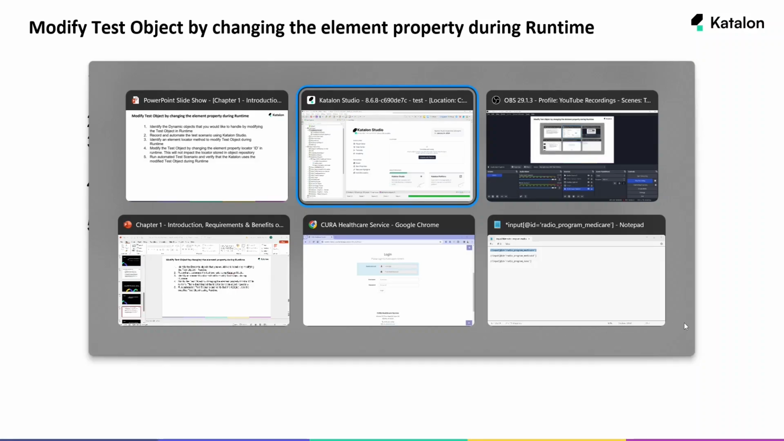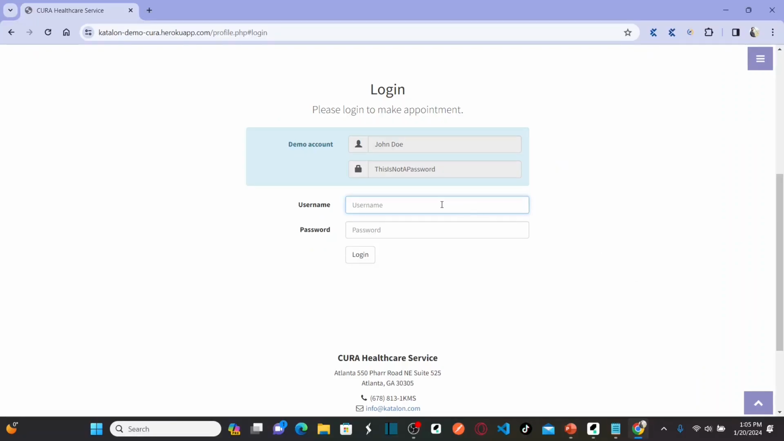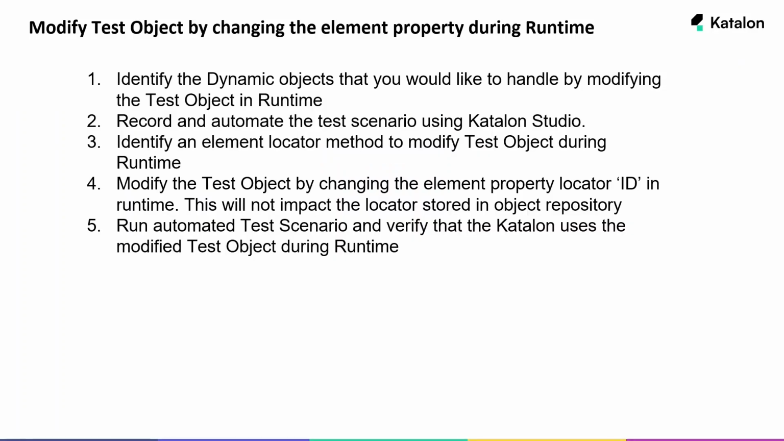So for that, let's go to the Cura Healthcare System. This is my Cura Healthcare application. I am going to identify this username and password as my dynamic objects. I'm identifying username and password as my dynamic objects. And then record and automate the test scenario using Katalon Studio. But instead of record and automate, I'm going to script manually.